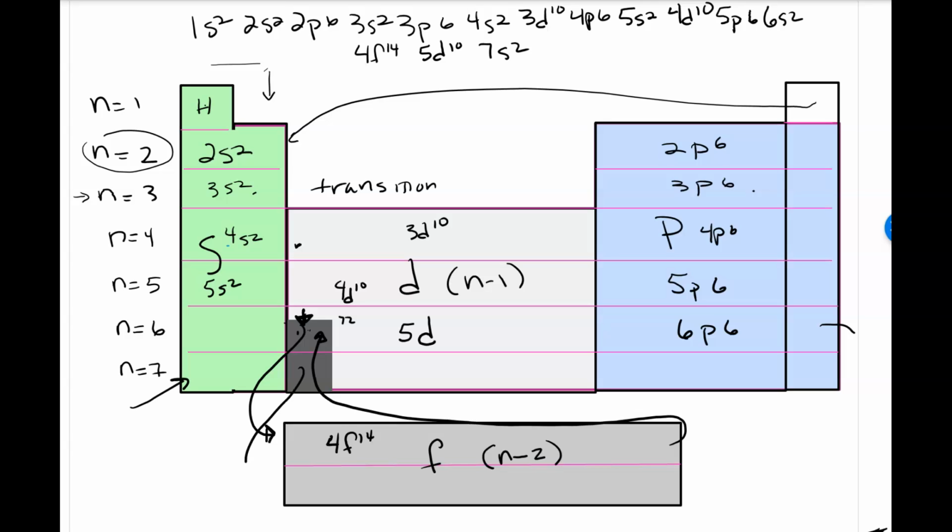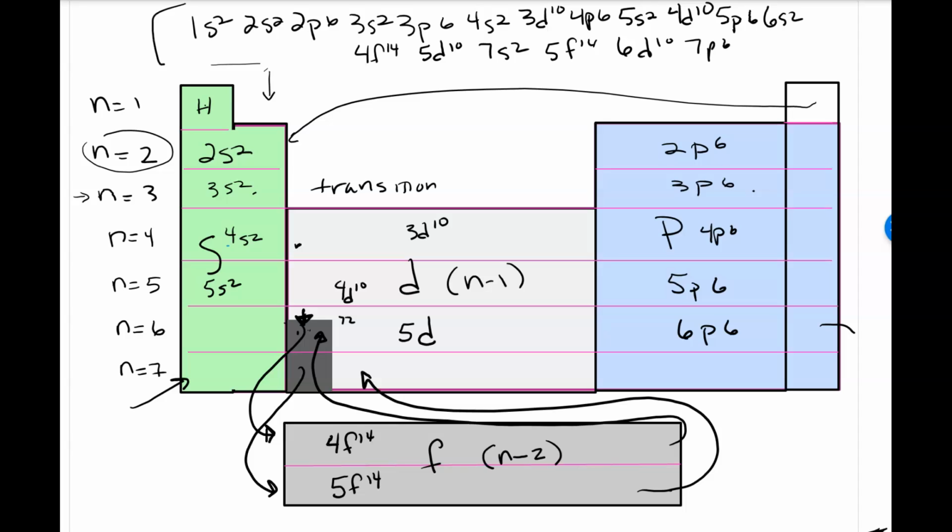7s2, from here I go down to the actinides, again n minus 2, I'm in row 7, so it will be 5f14. Go across, back up to the transition metals, which are n minus 1, so that will be 6d10, and then 7p6. So that is how you use the periodic table to work across to figure out the order of the orbitals without having to memorize them.